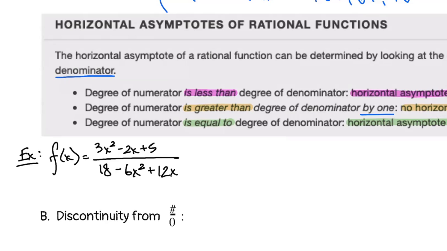Why is the degree of the denominator 2? My reasoning was just that it's the biggest degree in the denominator. Exactly, right? The same reason that we had before. And so the degree on the top is 2. The degree on the bottom is 2.